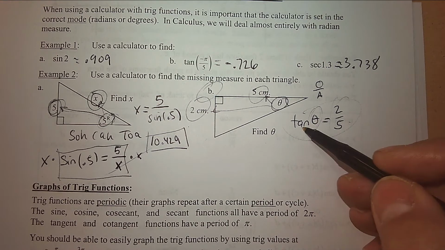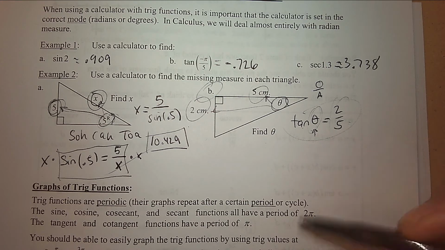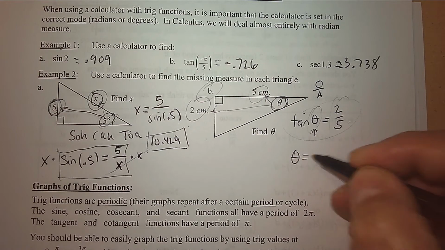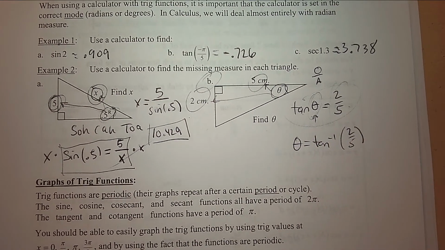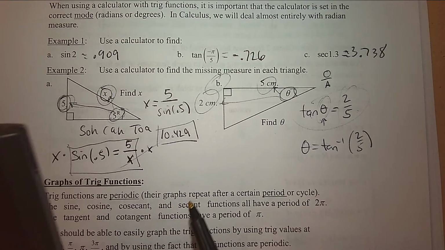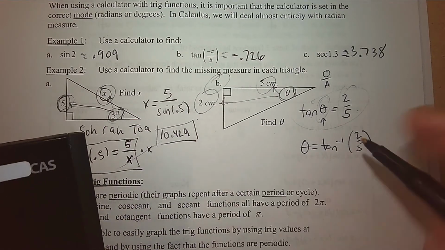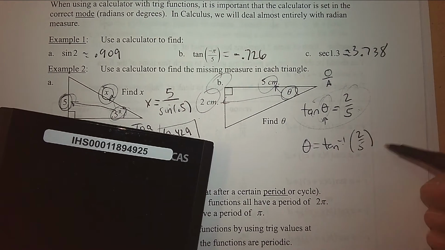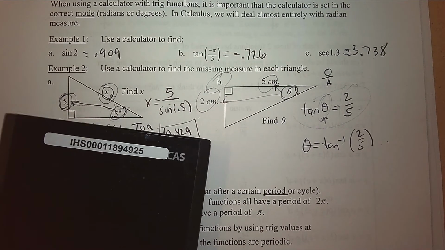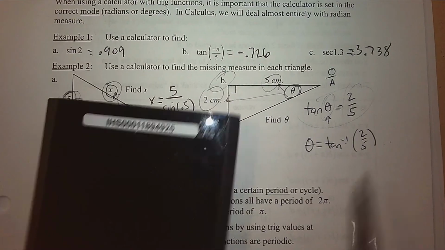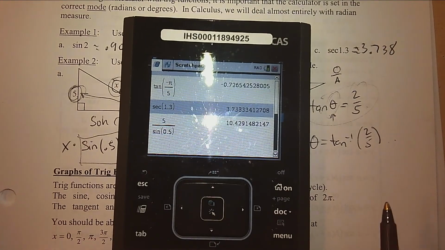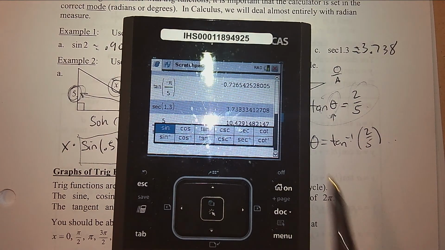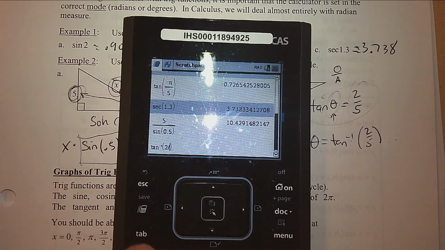So to get tangent by itself, you have to do the inverse. So to get theta by itself, it's the inverse tangent of 2 over 5. Your calculator, when you type that in, will only give you one answer. By definition, the inverse, when it's positive, will only give you the angle in quadrant number 1, the acute angle you're looking for. So, again, trig, inverse, tangent, 2/5.